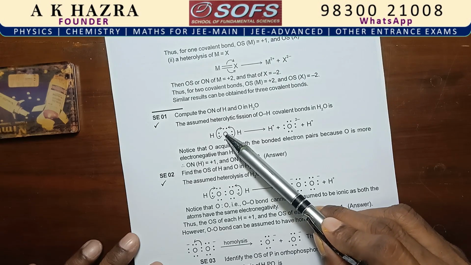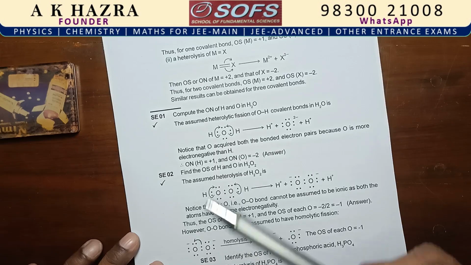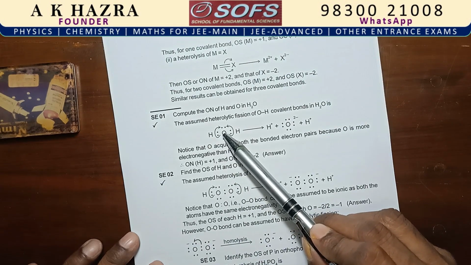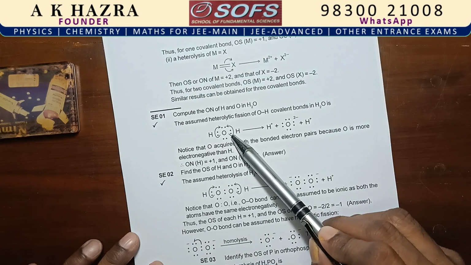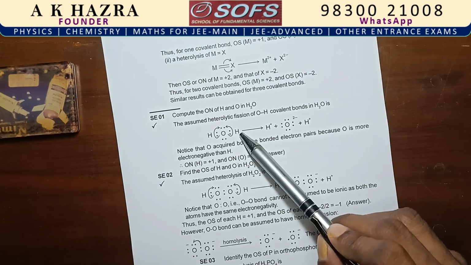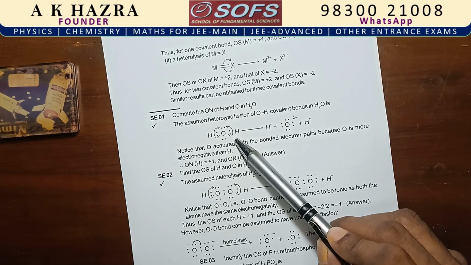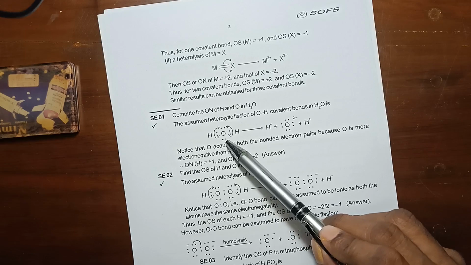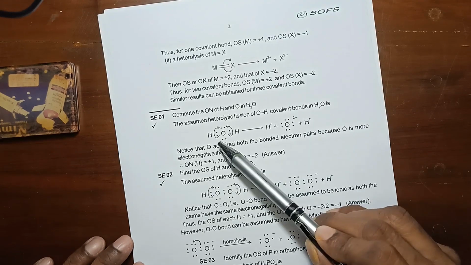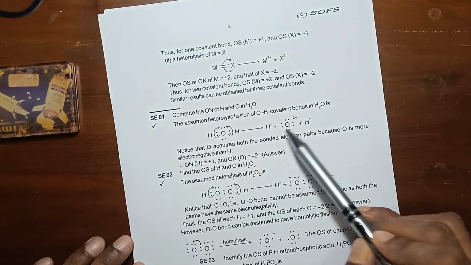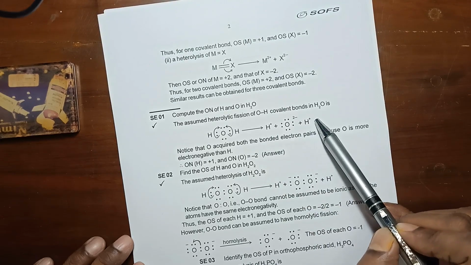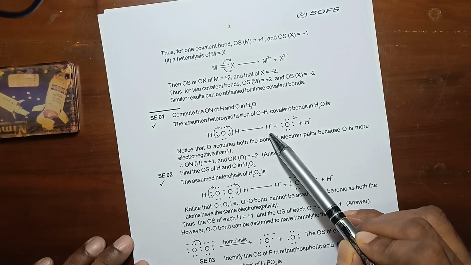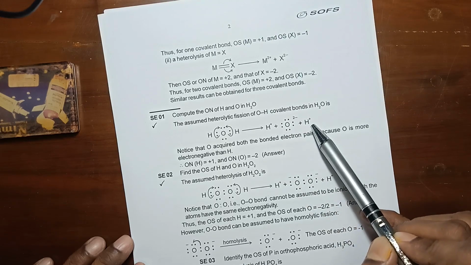Since oxygen is more electronegative than hydrogen, for heterolytic fission of this OH bond, the two electrons will go to the oxygen side. Similarly, these 2 electrons will go to the oxygen side from the hydrogen on the right side. So ultimately oxygen will have 2 extra electrons, one from the left and one from the right, so a 2 minus charge. Each hydrogen loses 1, so 1 plus. So the oxidation number of oxygen is minus 2 and the oxidation number of each hydrogen is plus 1.